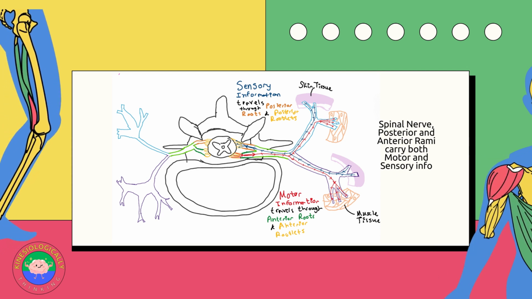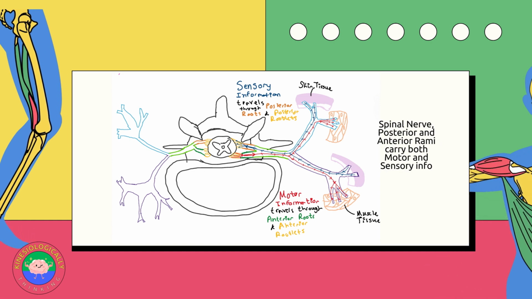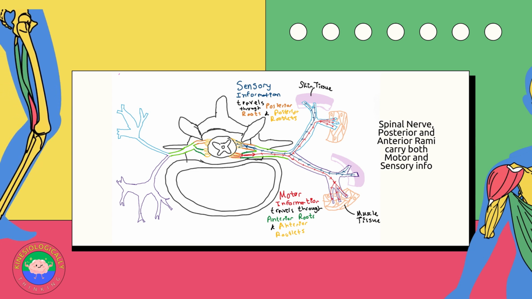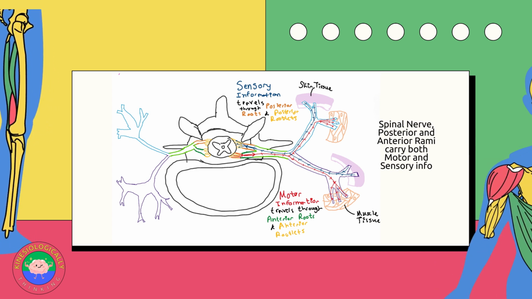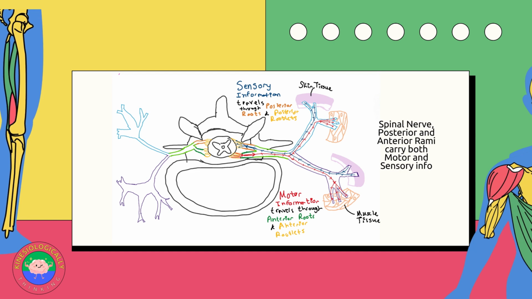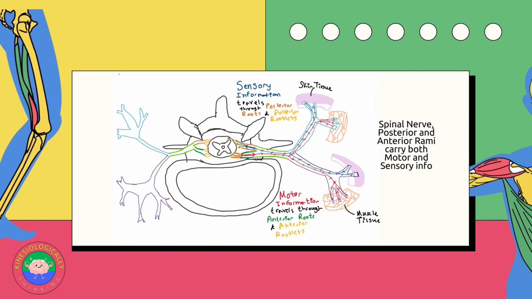The sensory feedback from our foot from kicking the ball will travel back into the spinal cord through the posterior roots and rootlets. Note that the spinal nerve and both posterior and anterior rami carry both motor and sensory information. It isn't until you get to the level of the spinal cord at those roots and rootlets where the information divides.